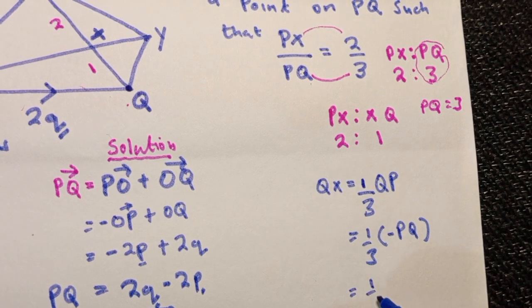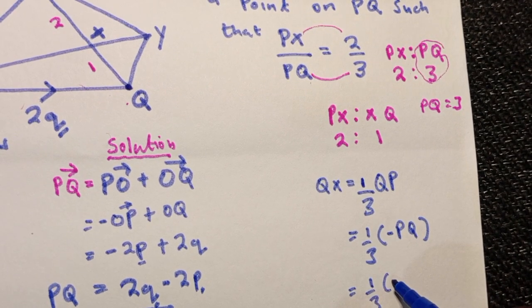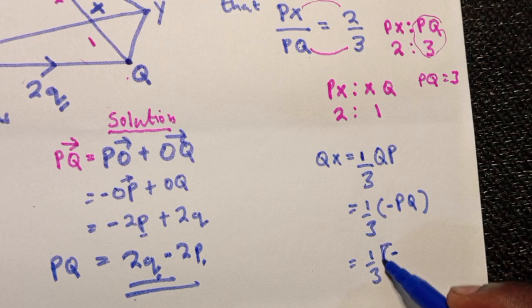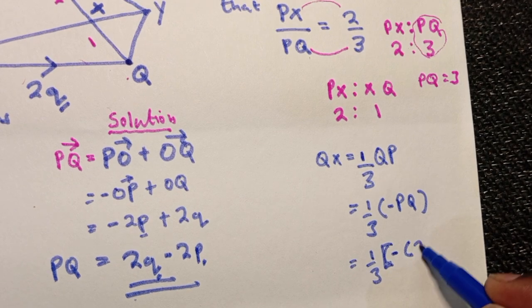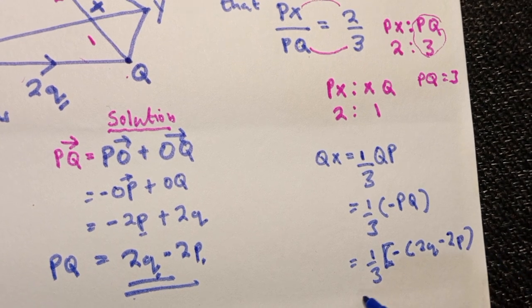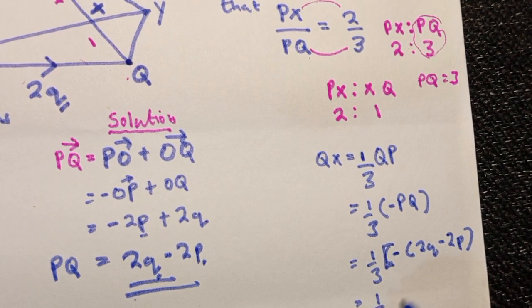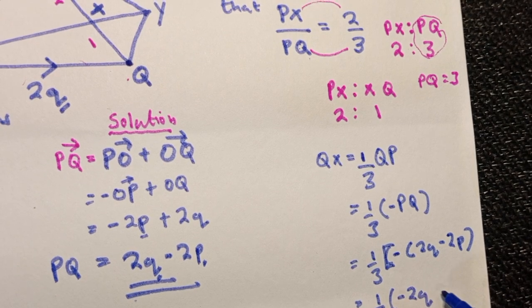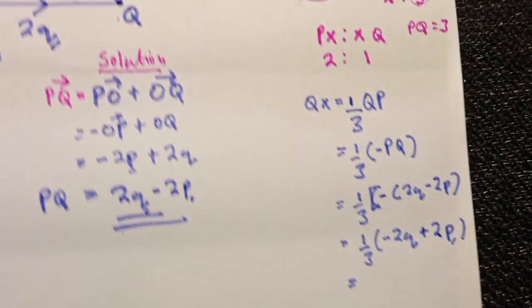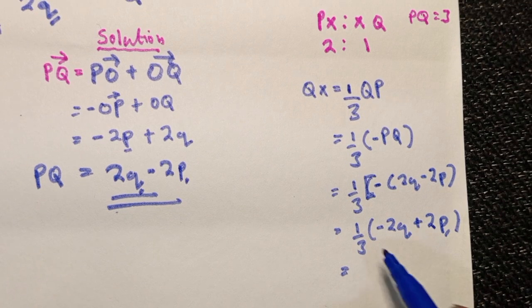So this will be 1 over 3 negative what? What was PQ? PQ is 2Q minus 2P. So you can do this: 1 over 3 of 2Q minus 2P. Now you can multiply them. That will be negative 2Q plus 2P.